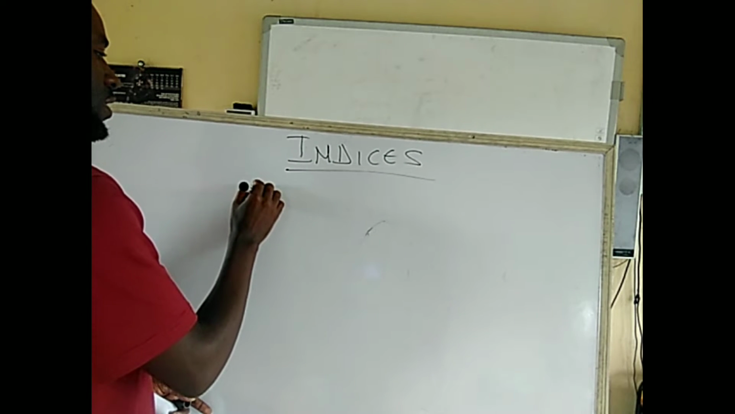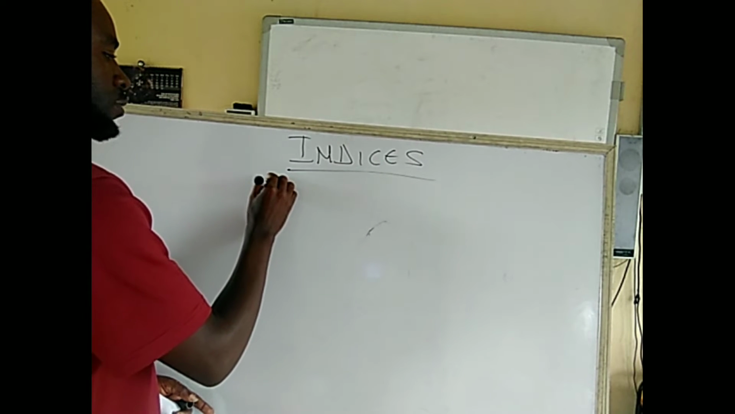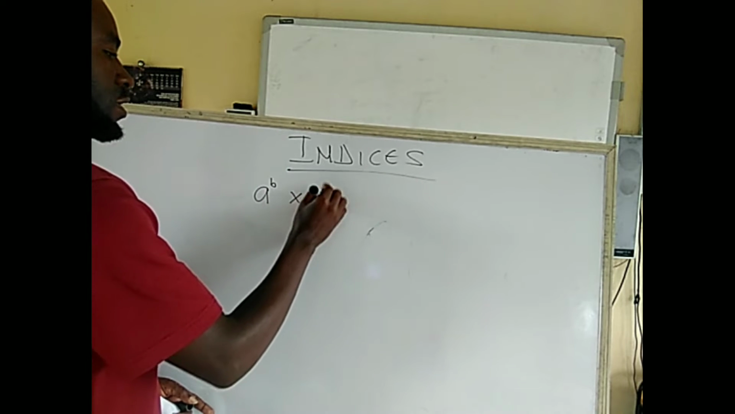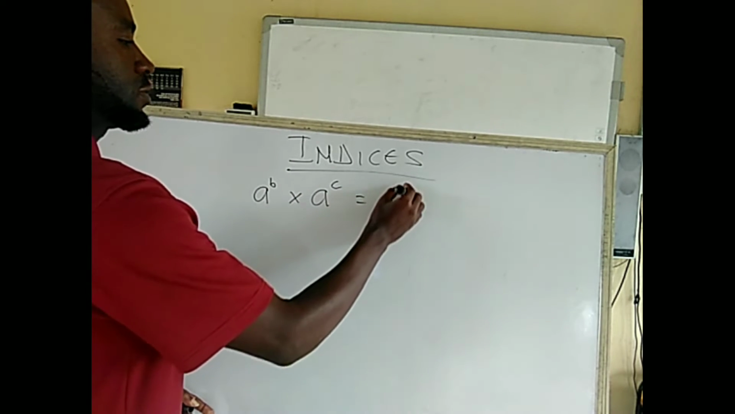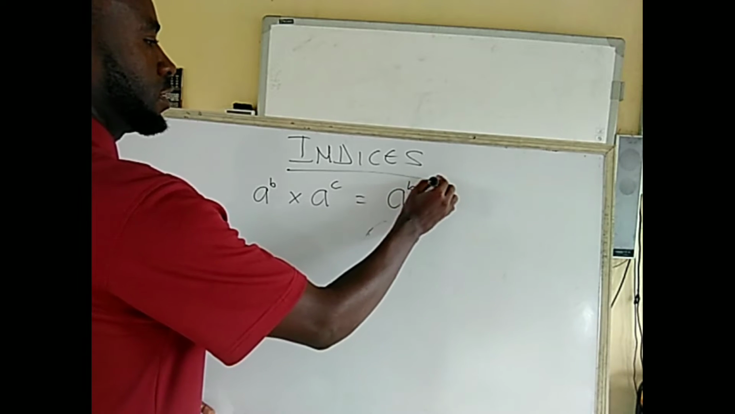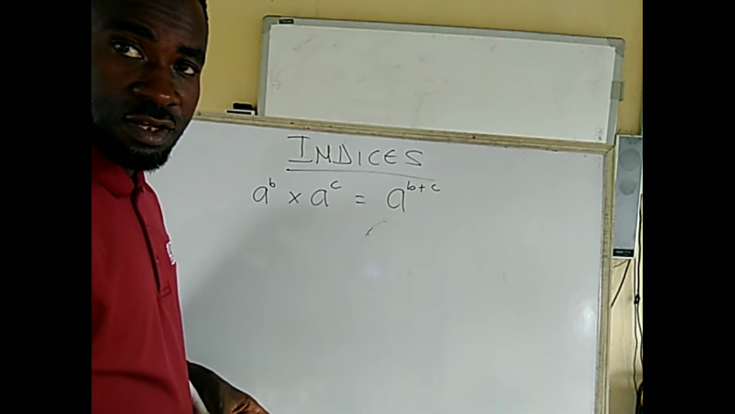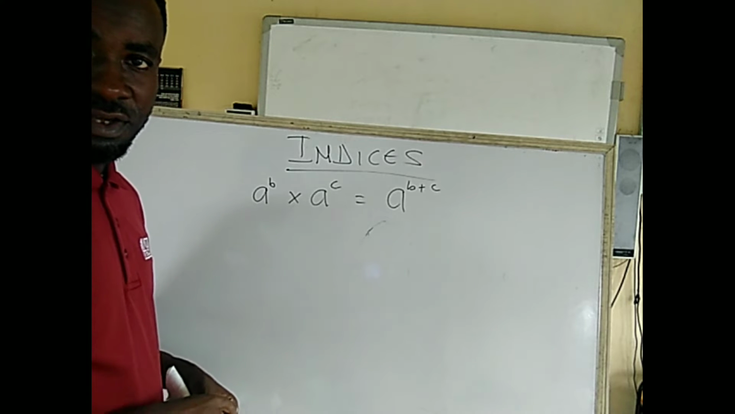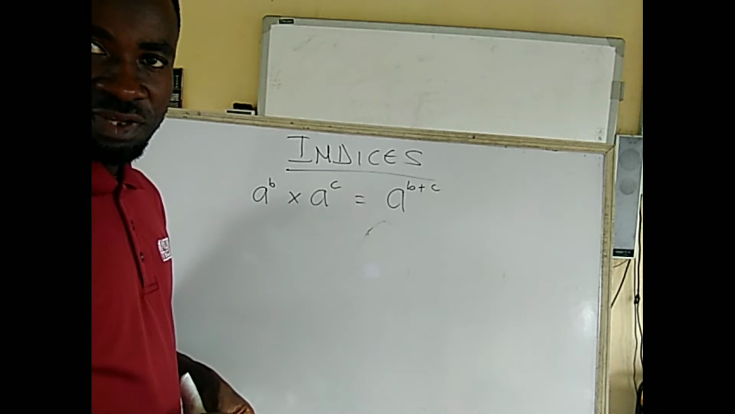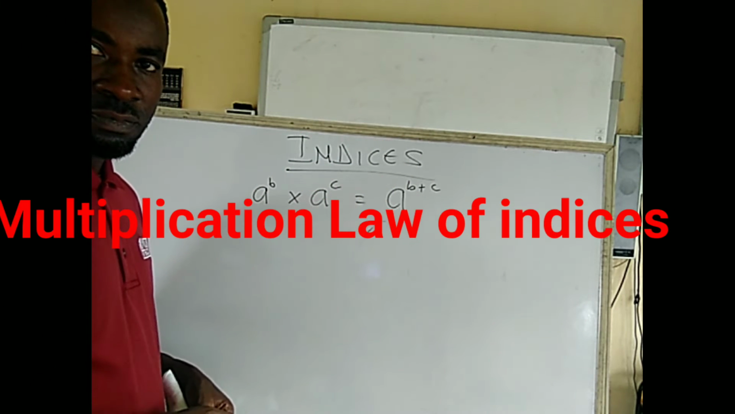The law says a raised to the power of b times a raised to the power of c is equal to a raised to the power of b plus c. Now this is what we call the first law of indices, or we call it the multiplication law.